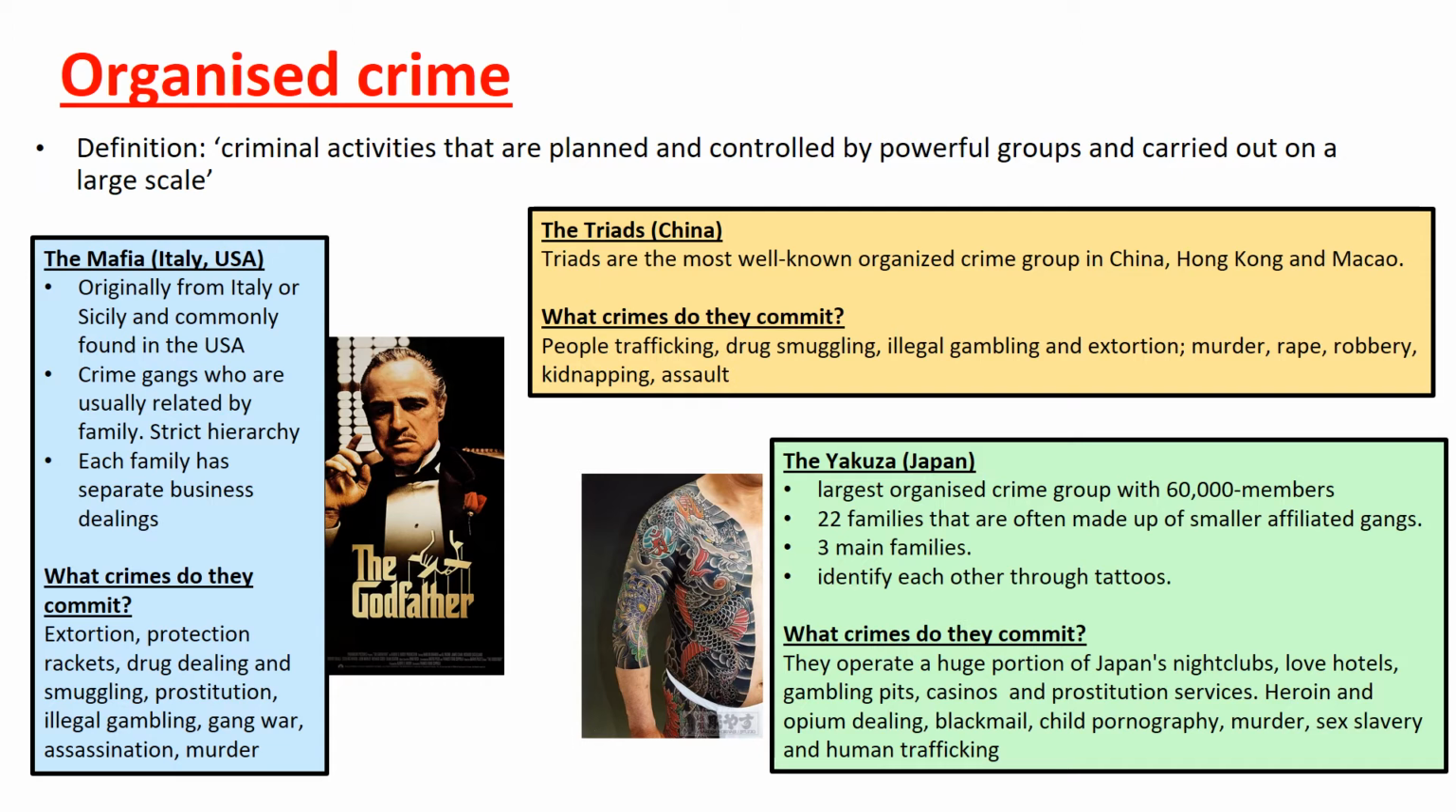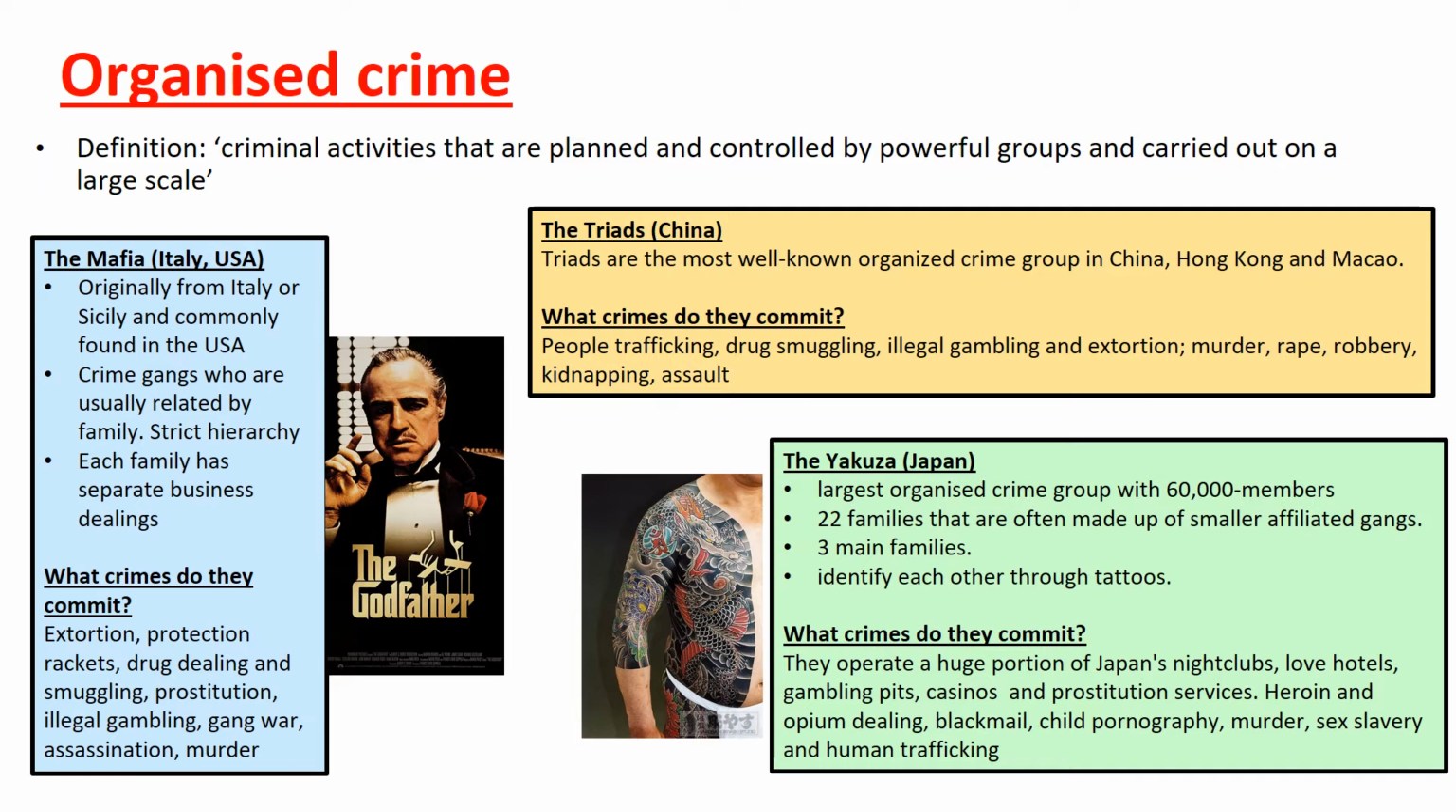They're defined as having a strict hierarchy with a boss at the top who heads the legal businesses and the capos or soldiers who commit the crimes. Each family has separate business dealings and they tend to stay out of each other's way. They commit crimes like extortion, which is threatening people so they give them money, protection rackets, drug dealing and smuggling, prostitution, illegal gambling, gang war, assassination and murder. Basically anything that will make them money.